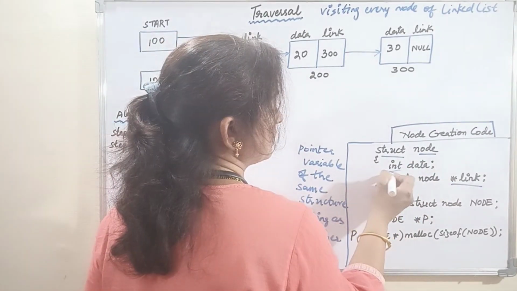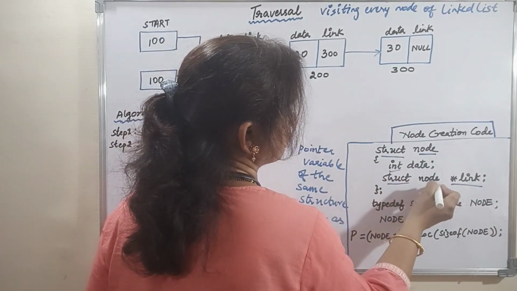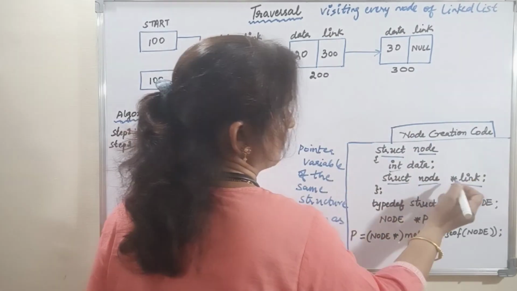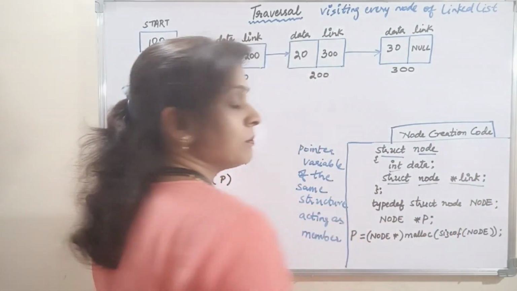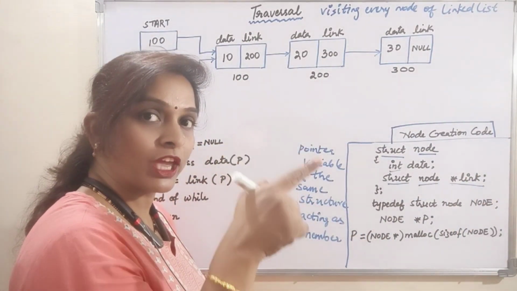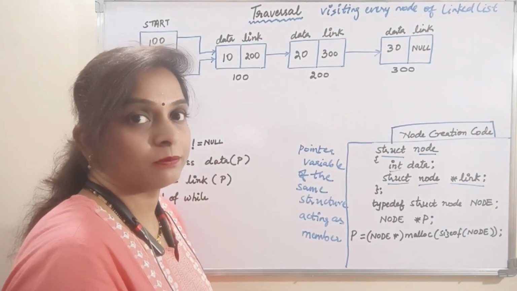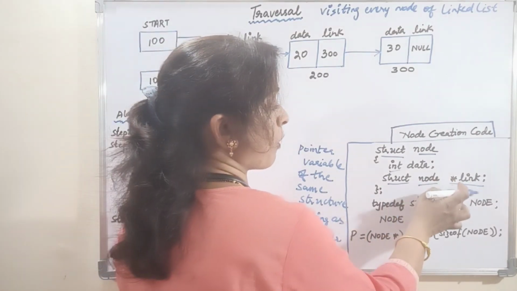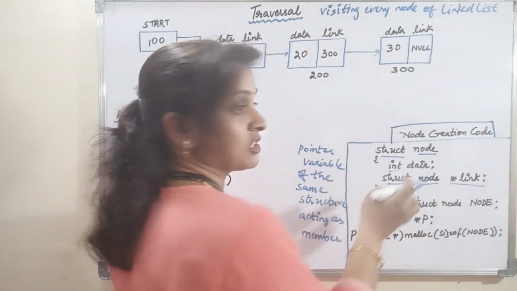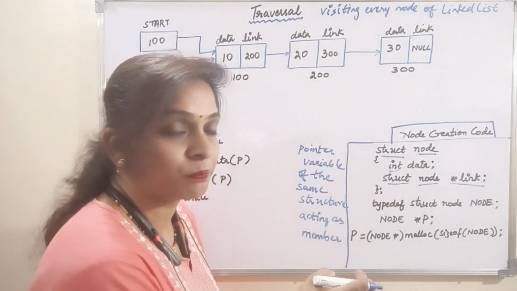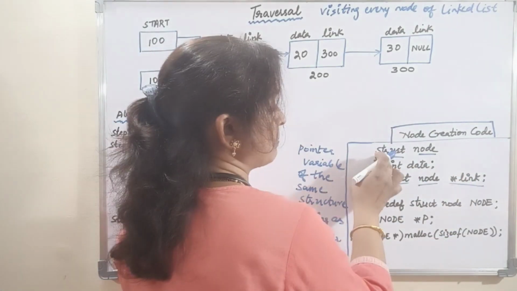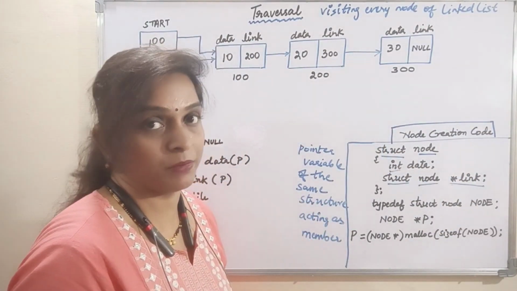One is of fundamental type. The other one is of this same structure type, which is a pointer variable. Means it is pointing to a location that can hold node type of data. So this is a pointer variable of the same structure. This is called a self-referential structure. A pointer variable of the same structure acting as member.